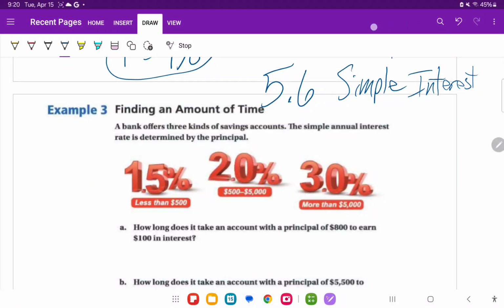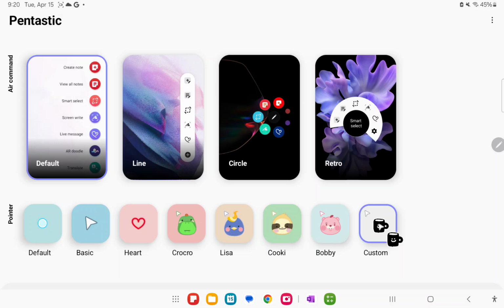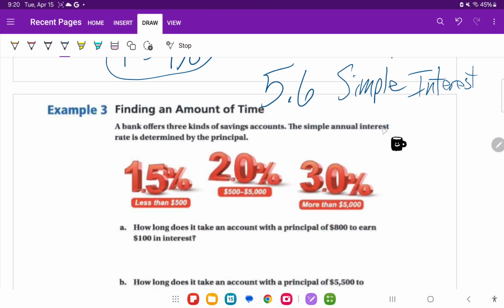Okay, so this is part 3 of our 5.6 notes on simple interest. Okay, let me get this back up here. Now, this time, of course, we're still using our I equals PRT to do this. Interest equals principal times rate times time.